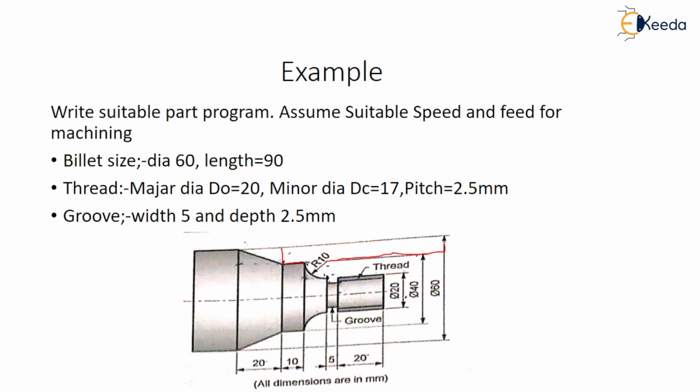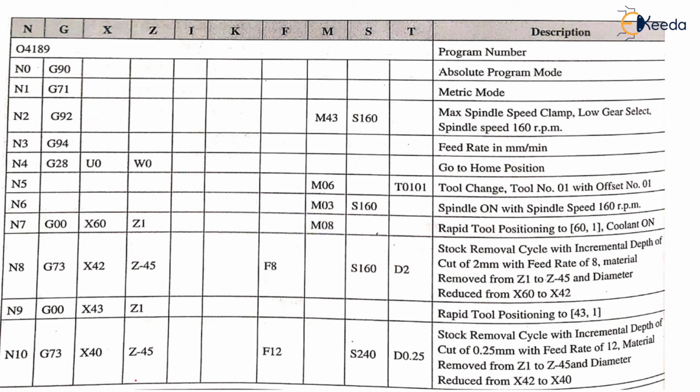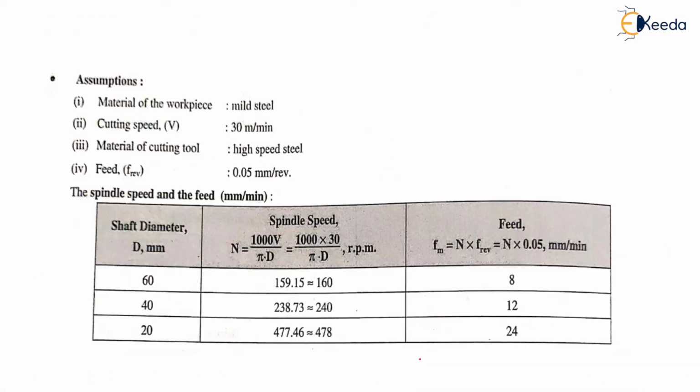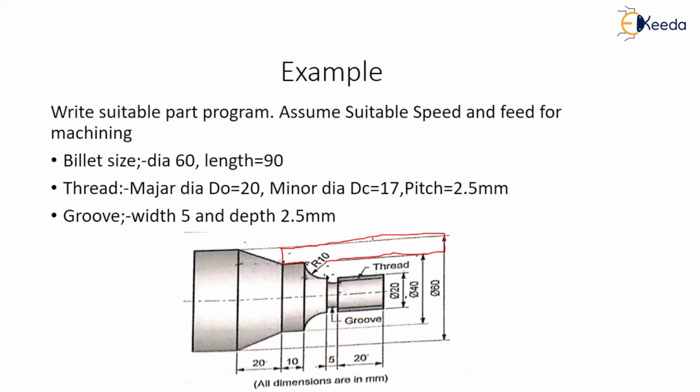So this part is removed, or you can directly mention that X40 also, but we can give some tolerance. For that purpose, that part is removed now. Okay, during the stock removal cycle, G00 X43 Z1 again, X40 Z minus 45, F12. The feed rate is changed, the speed is changed, and the depth of cut is changed.